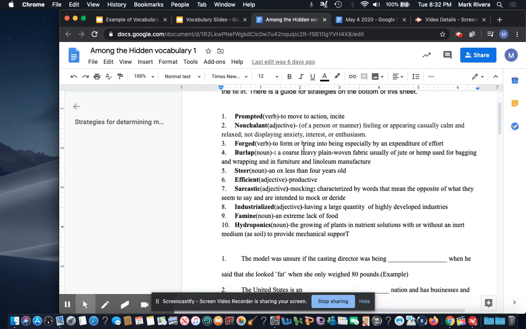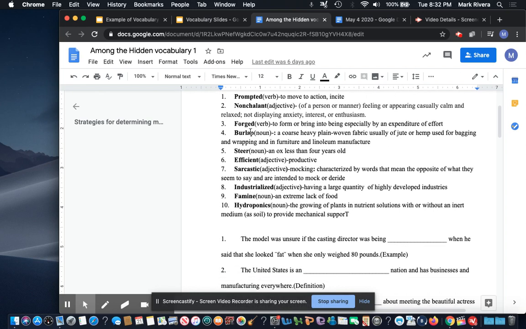Forged, which means to form or bring into being, especially by expenditure of effort. I could probably find an antonym to that as well. But when I come to number 4, which is burlap, burlap is a coarse, heavy, plain fabric. That's going to be a little bit harder, finding an exact word that is the opposite of that. So instead of coming up with opposites of burlap, you just have to come up with an example of something that isn't burlap.